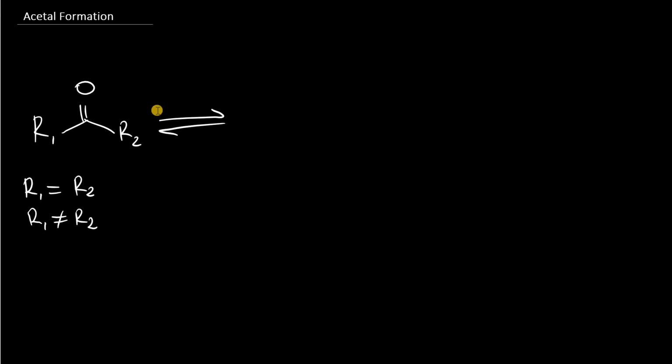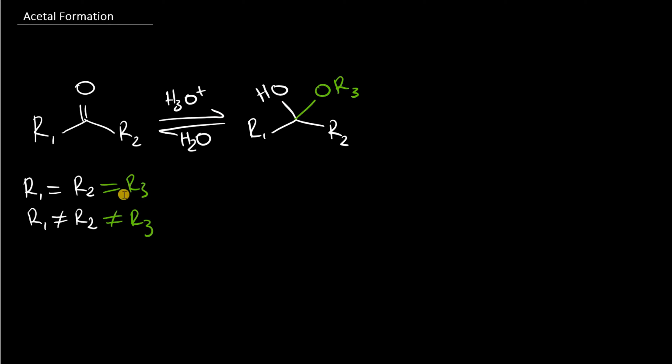If we have a general carbonyl structure, where I just label these alkyl groups R1 or R2, after a number of steps in what is a reversible reaction in aqueous acid, we form the hemiacetal, which looks like this, where instead of the carbonyl here, we have one OH group, but then we have an ether group, and I'll write that as OR3. Essentially, these are just alkyl groups.